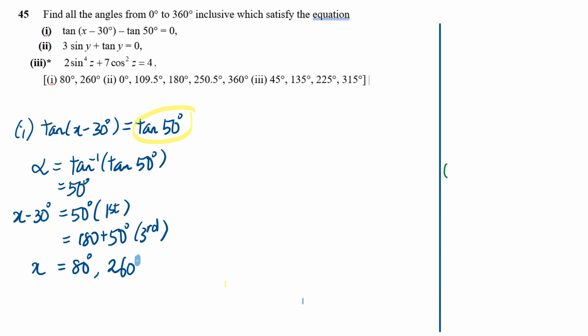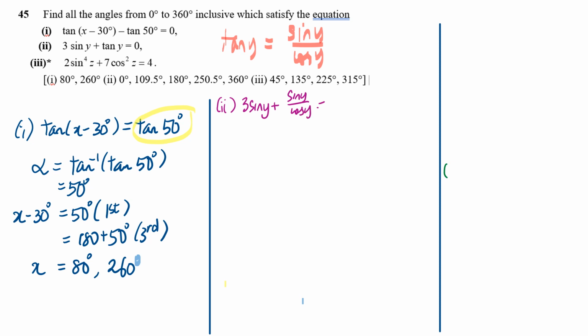Part two, it's a bit similar to what we have done earlier on, except that you have to convert tangent y into what? Tangent y equals sine y over cos y. It's the third party of sine and cosine. So we need to rewrite tangent y as sine y over cos y. Then you multiply every term by cos y. So that gives you 3 sine y cos y plus sine y equals 0, because 0 times cos y gives you 0. Okay, can you see a common factor there, which is sine y? Factorize it.